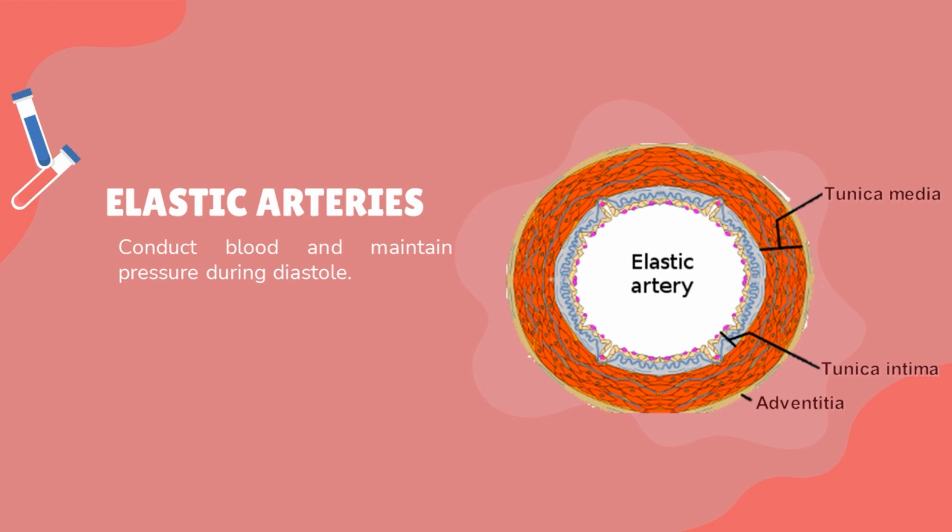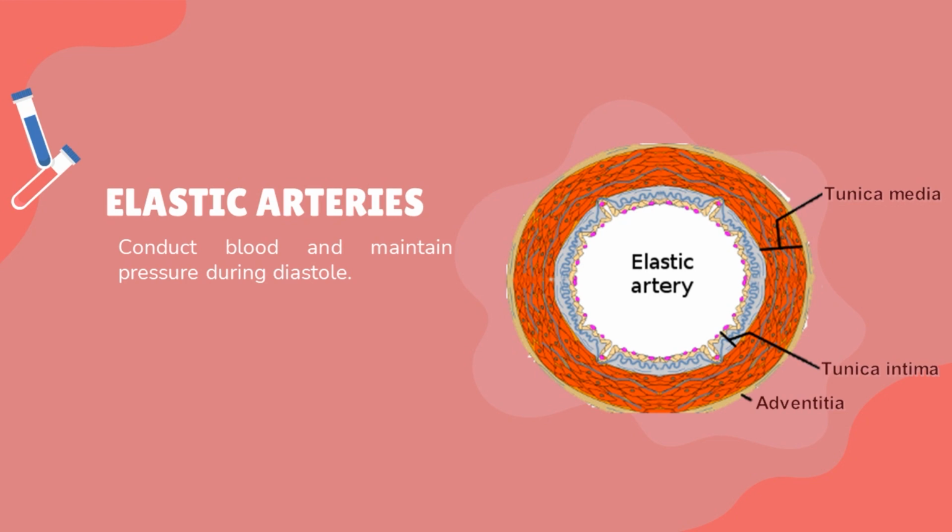Elastic arteries conduct blood and maintain pressure during the systole. Elastic arteries are those nearest the heart that contain much more elastic tissue in the tunica media than muscular arteries. This feature allows them to maintain a relatively constant pressure gradient despite the constant pumping action of the heart. The walls of elastic arteries are composed of three layers.